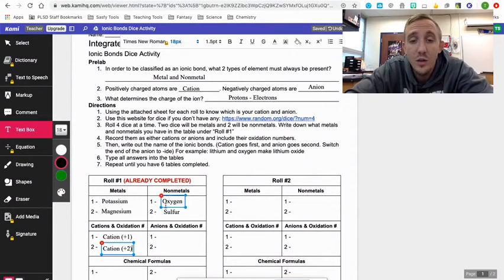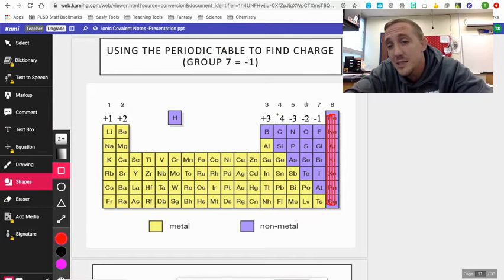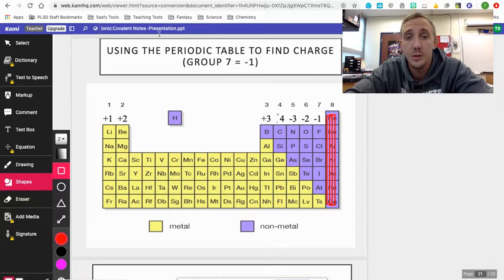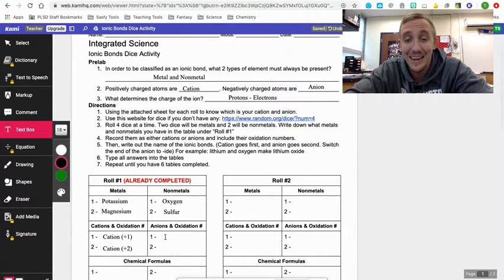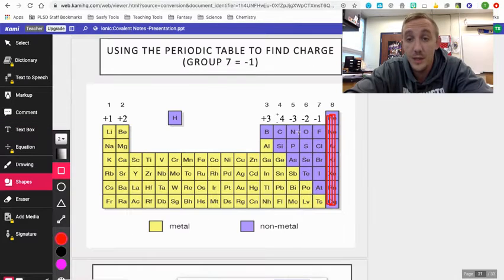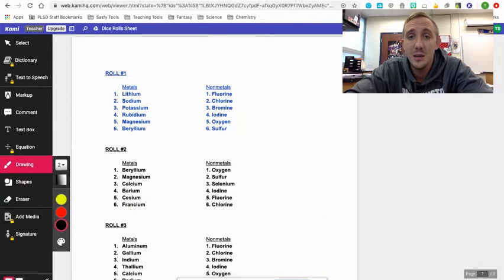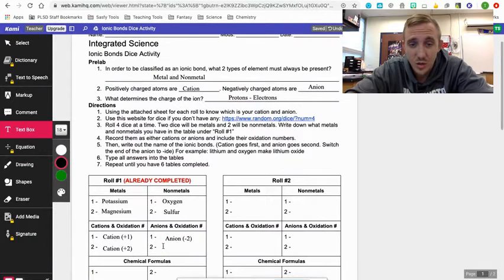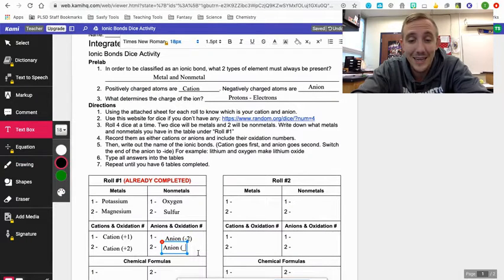Okay, and so I'm going to go ahead and do my nonmetals now. I'm looking for oxygen. So oxygen is in group 6, and it has a negative 2 charge. Okay, so I'm going to go down here. It's an anion, and it has a negative 2 charge. So looking at sulfur, it is also in group 6, so it also has a negative 2 charge. Okay, and so I'm going to go down to my worksheet again. It is also an anion, and it's a negative 2 charge. Okay, and so we're going to be using these charges potentially.